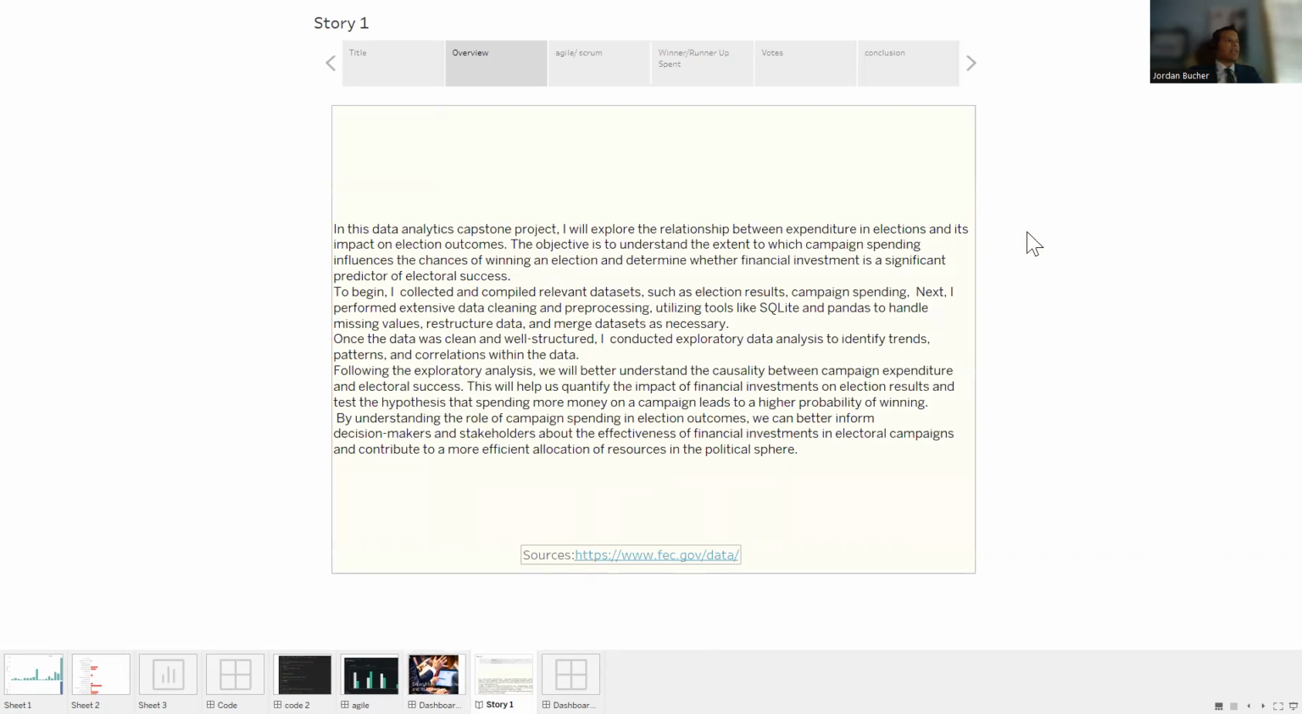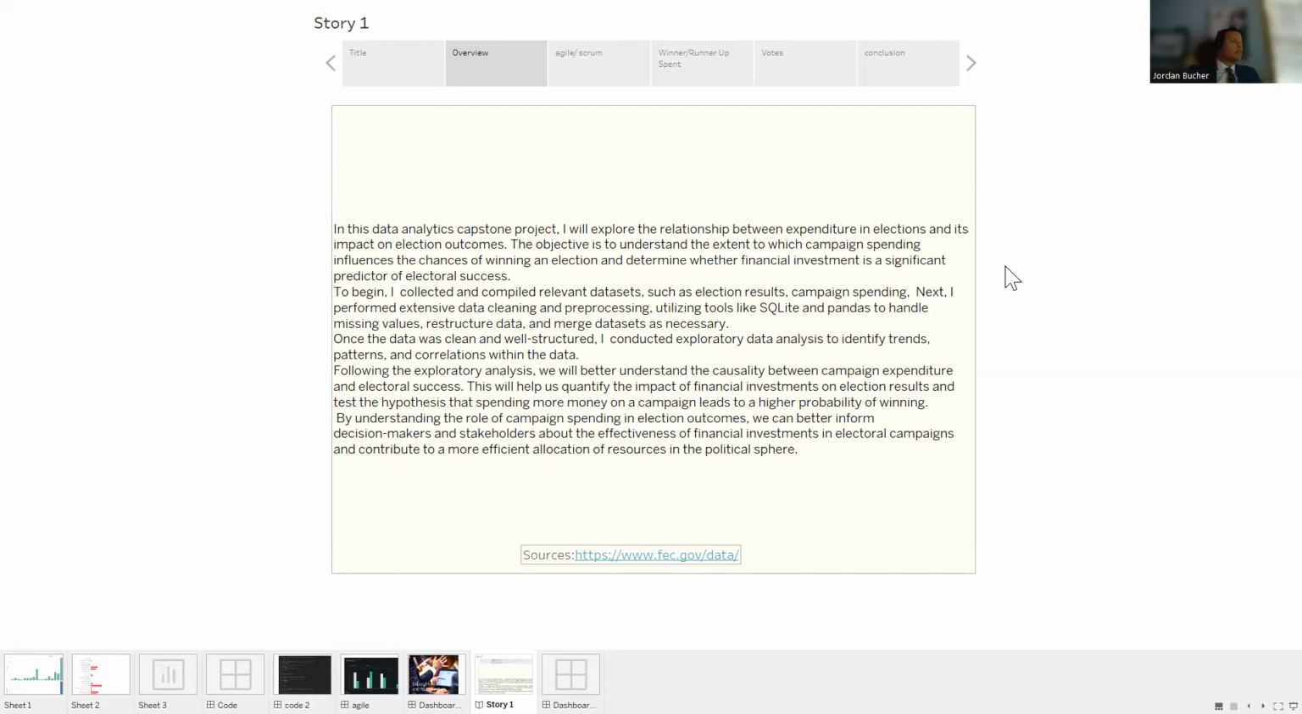In this data analytics capstone project, I will explore the relationship between expenditure in elections and its impact on election outcomes. The objective is to understand the extent to which campaign spending influences the chances of winning an election and determine whether financial investment is a significant predictor of electoral success. To begin, I collected and compiled relevant data sets, such as election results and campaign spending. Next, I performed extensive data cleaning and pre-processing, utilizing tools like SQLite and Pandas to handle missing values, restructure data, and merge data sets as necessary.